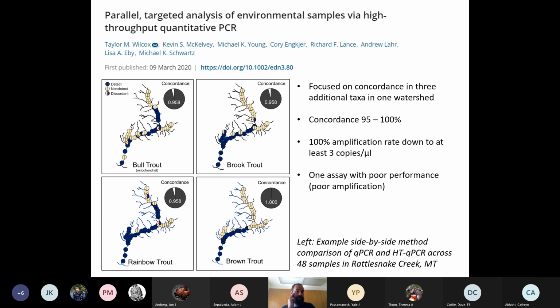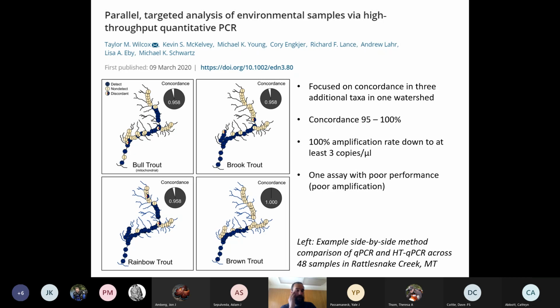We also had known composition samples where we knew how much DNA was present because we spiked it in. And we saw that we had 100% amplification rate on the high throughput platform when there's at least 3 copies per microliter. And 3 copies per microliter is just the bottom dilution that we actually tested.